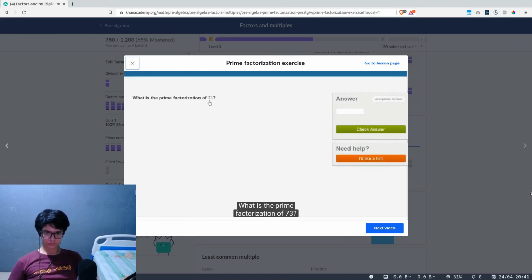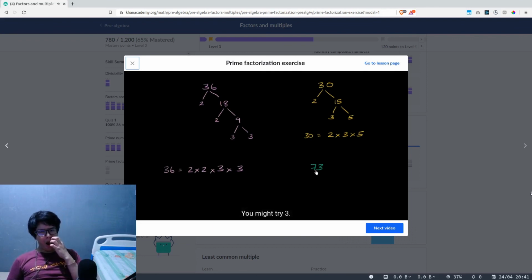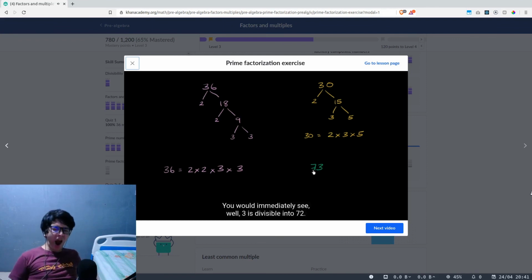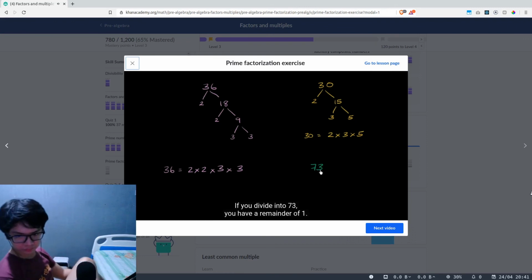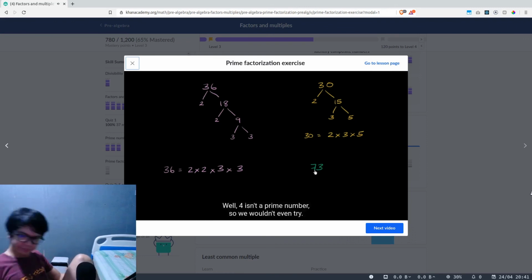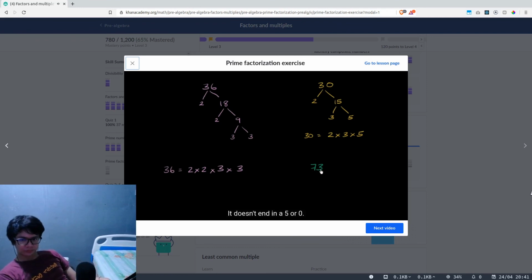What is the prime factorization of 73? Now 73 is interesting. I'll get my scratch paper out for this. We could try to factor 73. So you might try 2. Well, this is clearly an odd number, so 2 isn't going to be divisible into 73. You might try 3. You would immediately see, well, 3 is divisible into 72. If you divide into 73, you have a remainder of 1. 4 isn't divisible. Well, 4 isn't a prime number, so we wouldn't even try. 5 isn't divisible into 73. It doesn't end in a 5 or a 0.